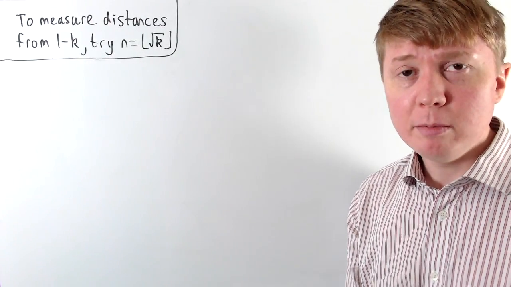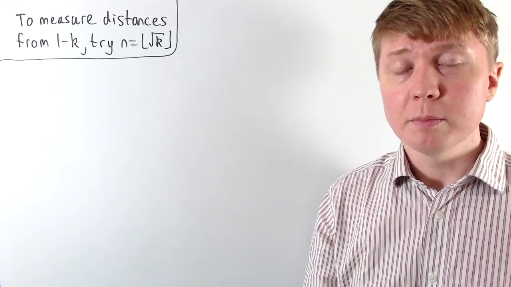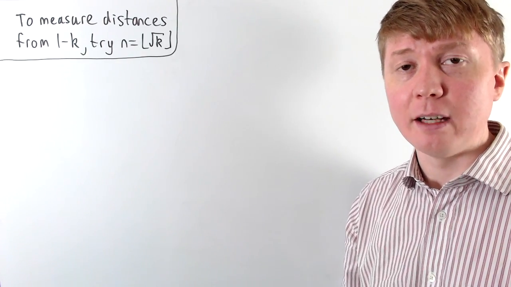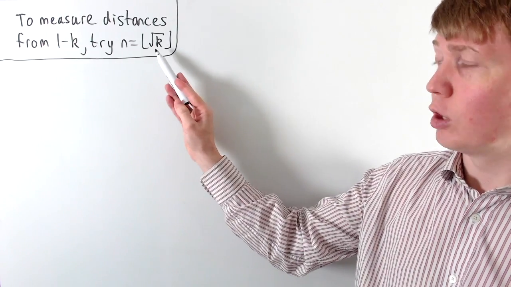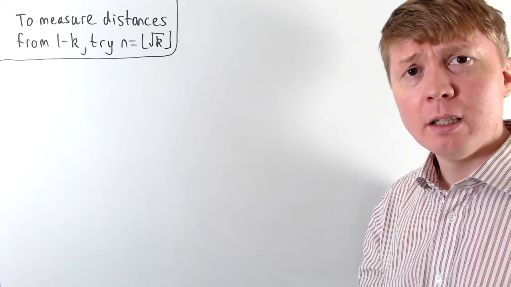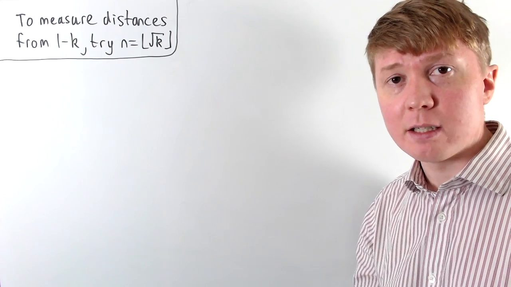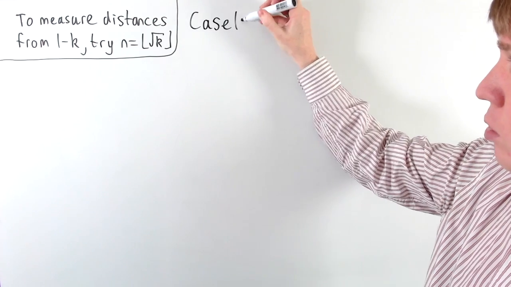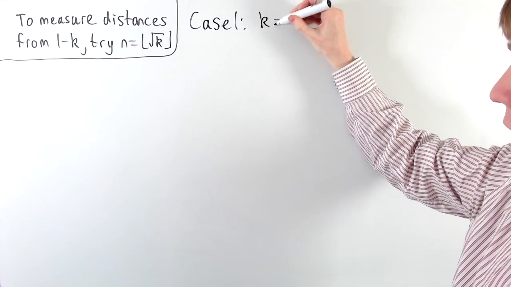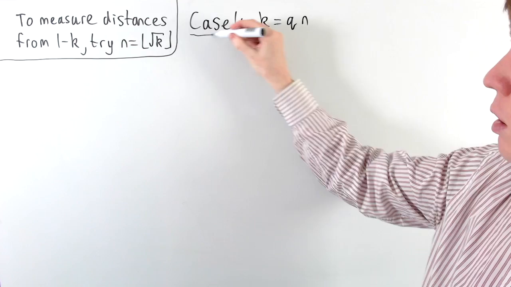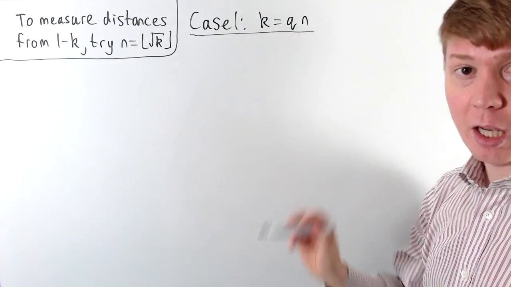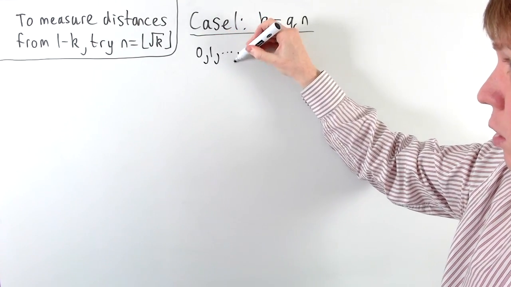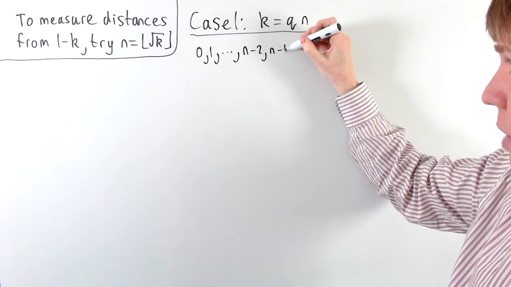So now if we want to be able to measure all the distances from 1 up to some integer k, we're going to try splitting this up into blocks of size n like before, where n is going to be the floor function of root k. So the first case we'll consider is where n is actually a factor of k, because this turns out to be slightly nicer like we've seen before. So we'll call this case 1, we'll say that k is equal to q, some integer, times n, so that n is a factor of k. So we'll split this up like before, we'll have 0, 1, all the way up to n minus 2, n minus 1.